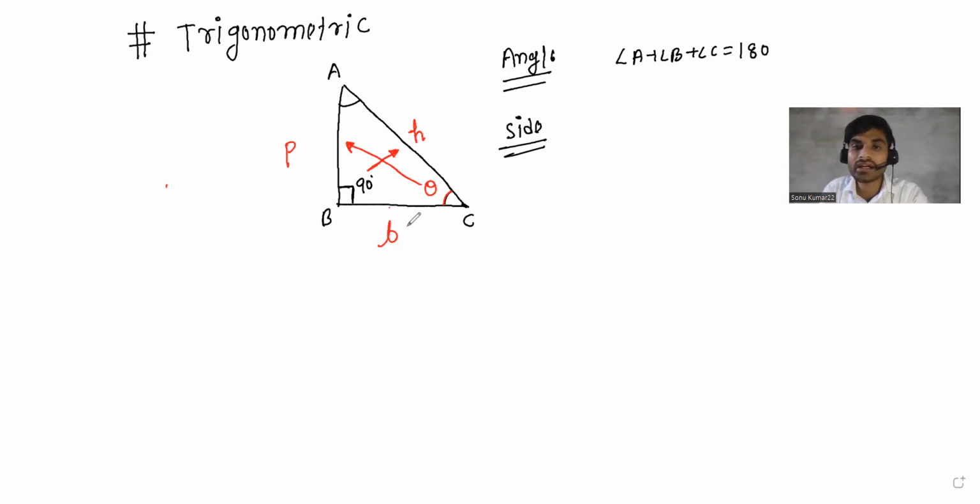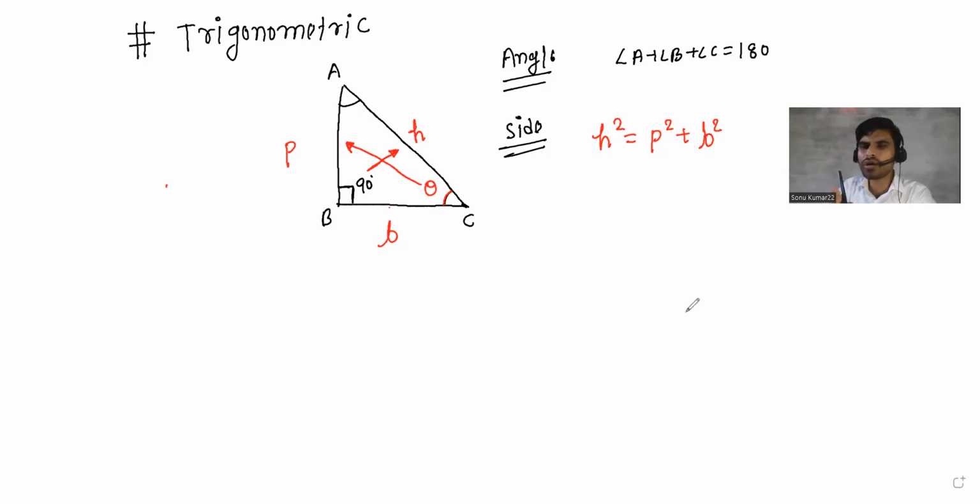So according to the Pythagoras theorem, the square of the hypotenuse is equal to the perpendicular square plus the base square. This is the relation between the sides, and the earlier one is the relation between the angles.